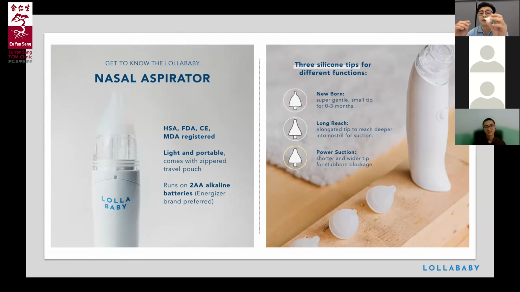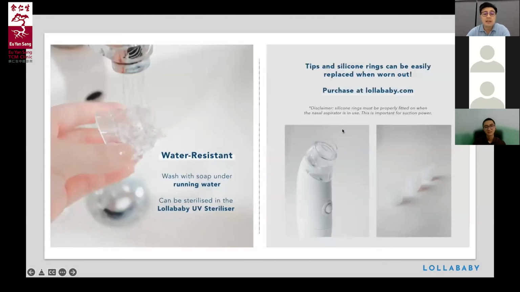When you put this to the nose of the child, it completely blocks the nostril hole, and this causes the suction to be slightly stronger. So that's why we call it the power suction. We recommend this for the more stubborn blockage. As I mentioned earlier, the mucus will be collected in the cup, so you can remove that to wash under the tap with water and soap as well. You can also sterilize the mucus cup after washing, right?